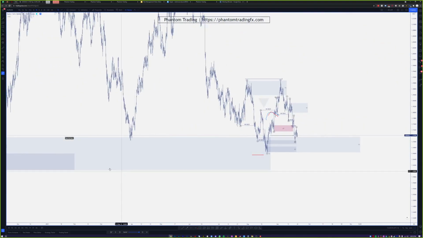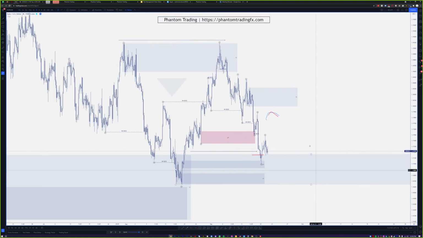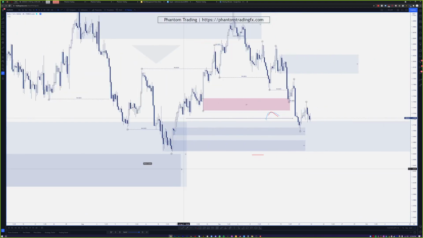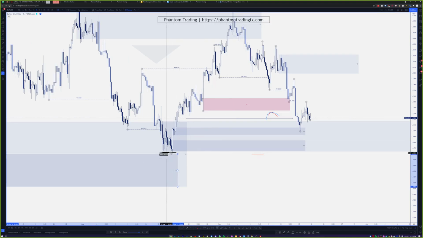So it's a pretty nice zone. I don't know if we tapped in. Yeah, we haven't tapped into it yet, right? So again, this is another thing we can mark up. We have literally a 4 hour wick zone, which on the 15 minutes is going to be a clearer candle, essentially, sitting below these equals, right?